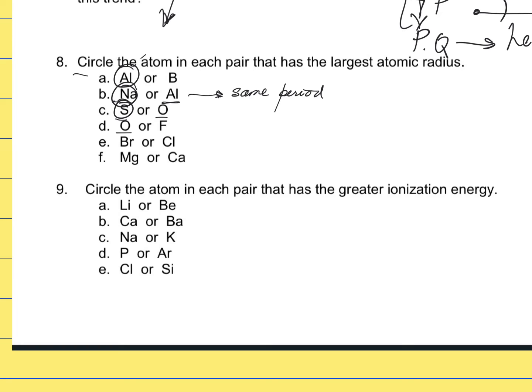And then we have oxygen and fluorine. Oxygen and fluorine, same period. Oxygen has the biggest one because as you move from left to right, it's going to decrease. Okay, same group, bromine and chlorine. The biggest one is bromine.